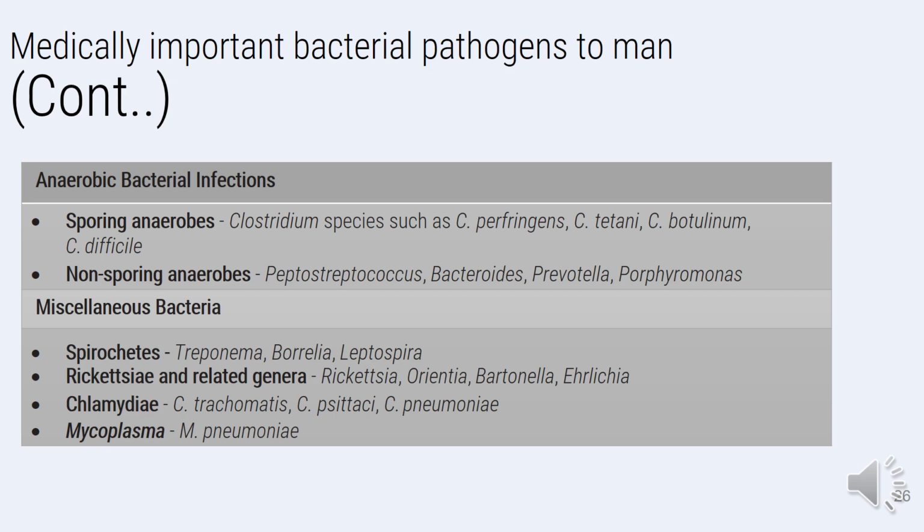Anaerobic bacterial infections include spore bearers, for example Clostridium perfringens causing gas gangrene, Clostridium tetani, the pathogenic organism causing tetanus, Clostridium botulinum causing botulism, then Clostridium difficile causing diarrhea in patients who are being chronically administered antibiotics. Okay, so this causes antibiotic associated diarrhea. Next come spirochetes, rickettsia, chlamydia, mycoplasma, and so on.